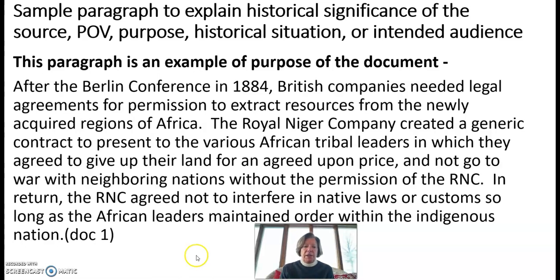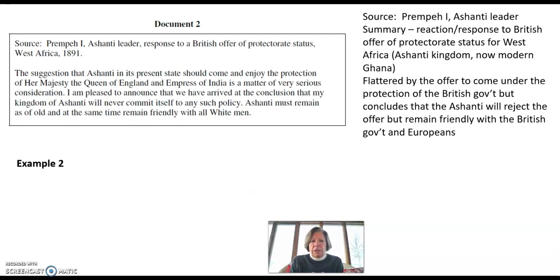And so this is a paragraph, this is an example of the purpose of a document. In other words, this is sort of setting the stage, giving the British permission to come in and basically take over African regions. Okay, this is our second example using document number 2, and our source is Prempeh I.